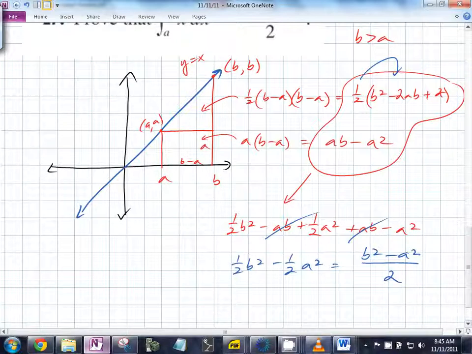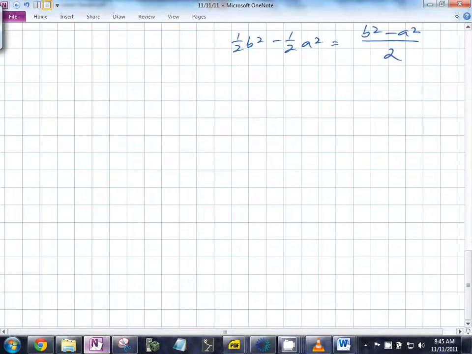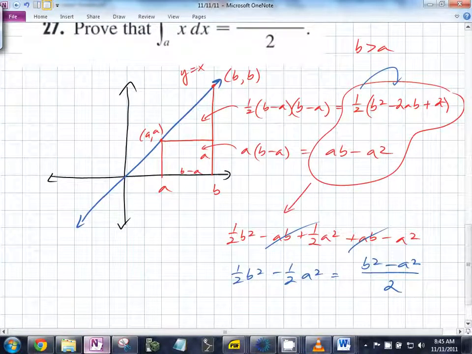Okay, so we're integrating. What happened to the other a squared? Which a squared? He combined them. Look, 1/2 and 1/2, right? So there's the first 3 terms right there. Yep. I multiplied it by 1/2, and then the other a squared is right there. 1/2 a squared minus a squared is negative 1/2 a squared.